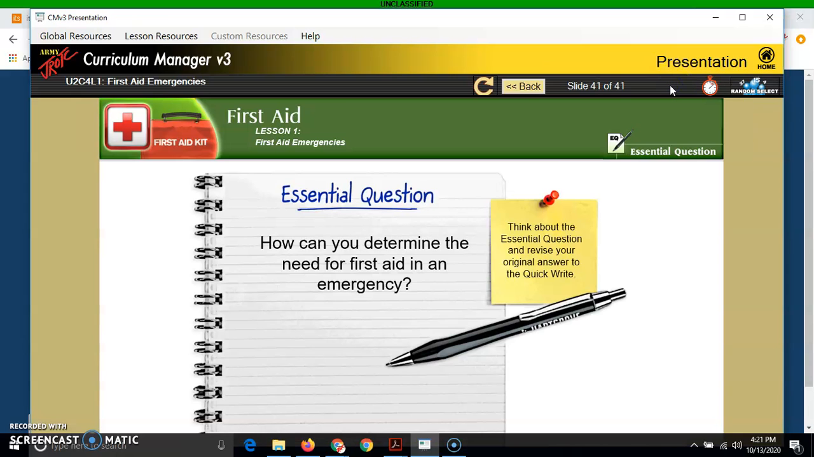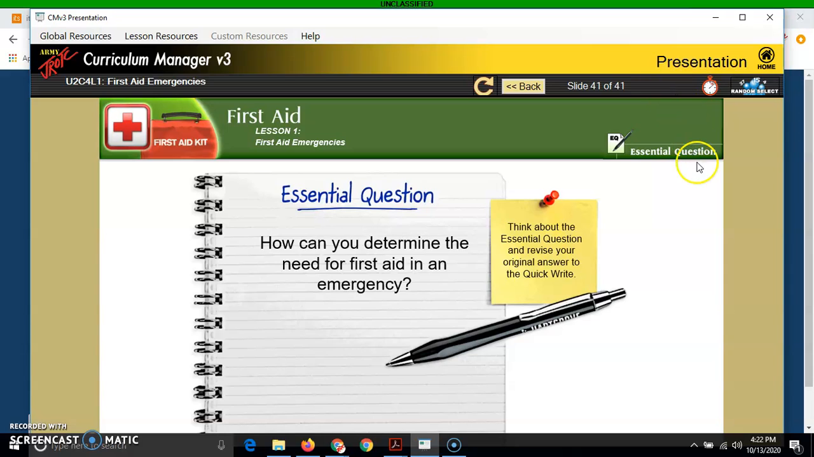Back to our central question: how can you determine the need for first aid in an emergency? That's the big thing we wanted to cover, that you decide how you're going to respond in an emergency situation. And you never know when it's going to occur. It could happen to your family. It could happen like it happened to my son yesterday, a car accident right in front of him. A major car accident, bleeding, people unconscious. How would you respond to that? He had to respond. So that completes the presentation.